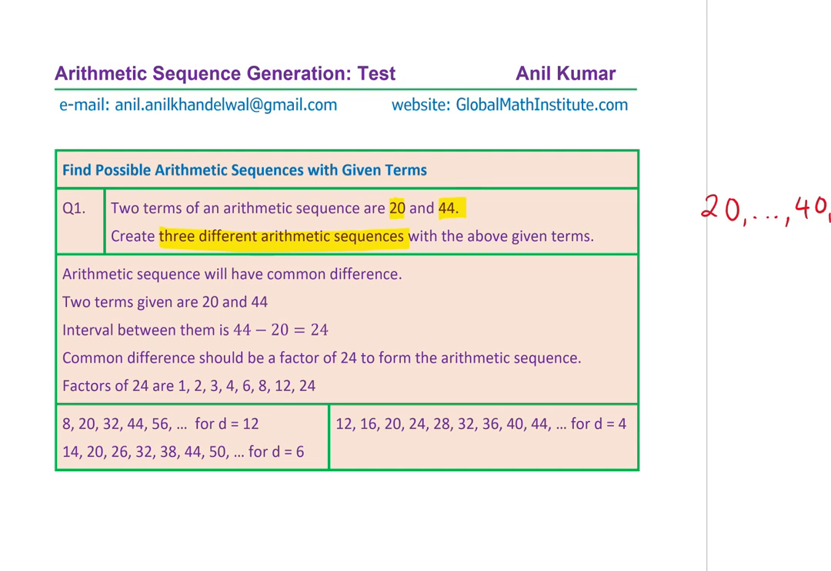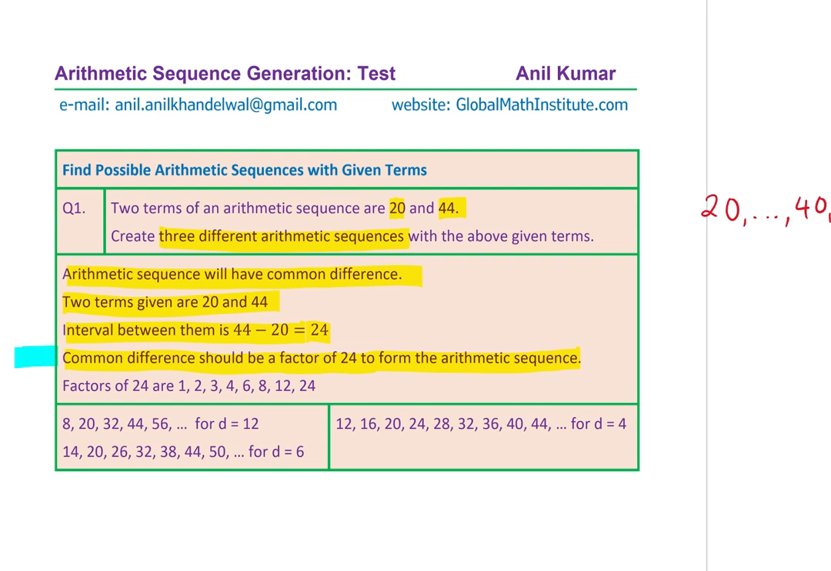How do we do this kind of question? Well, the concept here is that the common difference D should be a factor of the difference between the two terms, right? Only then you will get an integer value as D. So the strategy is the arithmetic sequence will have a common difference. Two terms given are 20 and 44. Interval between them is what? 24, correct? So the common difference should be a factor of 24 to form the arithmetic sequence. This is very important to understand, and that's the key.